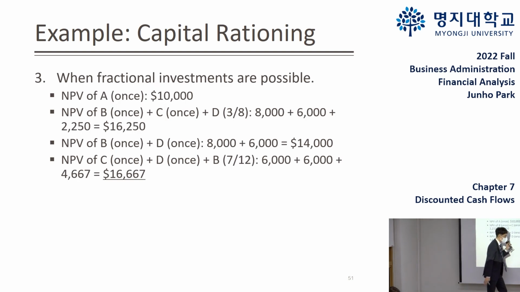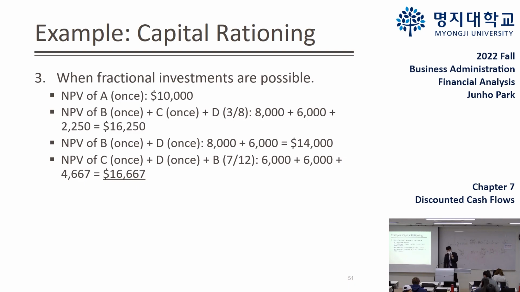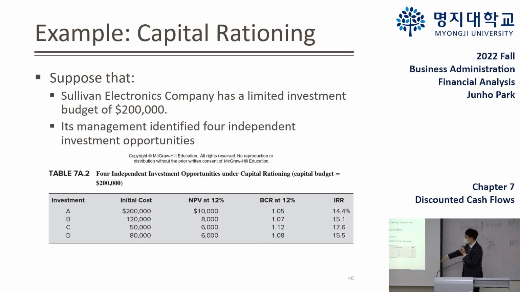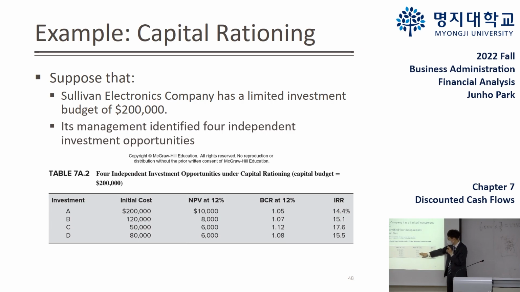So again, we have different choices available. Let me compare. In this case, our choice is that we choose C first, and then we choose D second, and finally we choose B with the rest of the money. Let me go back to the table. That is exactly the order of the BCR, from highest to lowest. So we choose C first because it has the highest one, and we choose D second because it is the second highest, and finally with the rest of the money we choose B because it is the third highest one, and we ignore A.